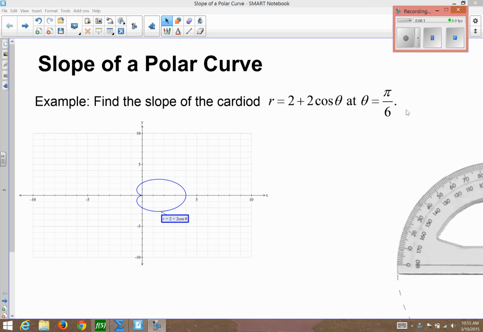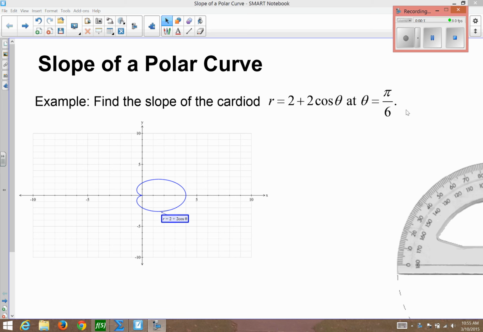This blue curve is the graph of r equals 2 plus 2 cosine theta. To understand the question, here's a protractor. I'm going to measure 30 degrees in standard position. So here's where 30 degrees is on the protractor. A little red mark there, 30 degrees. Move the protractor out of the way.